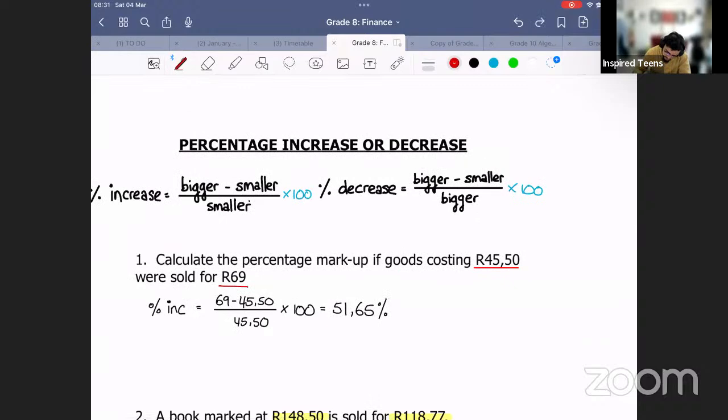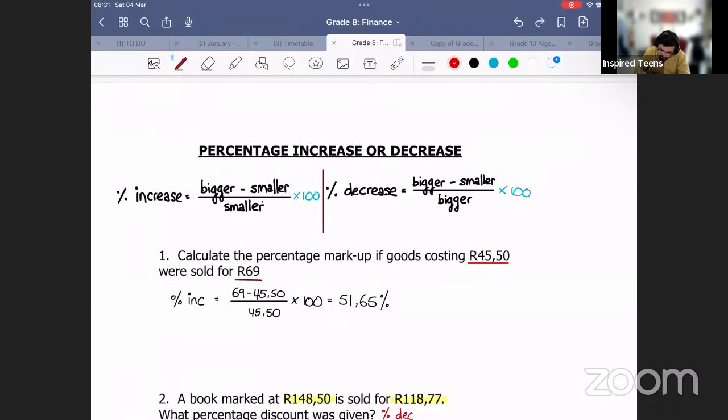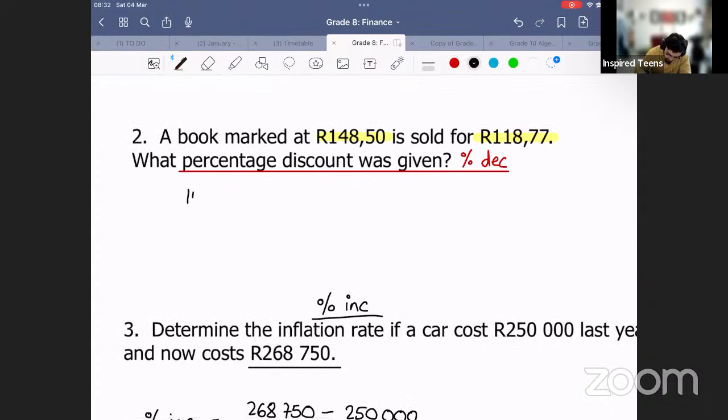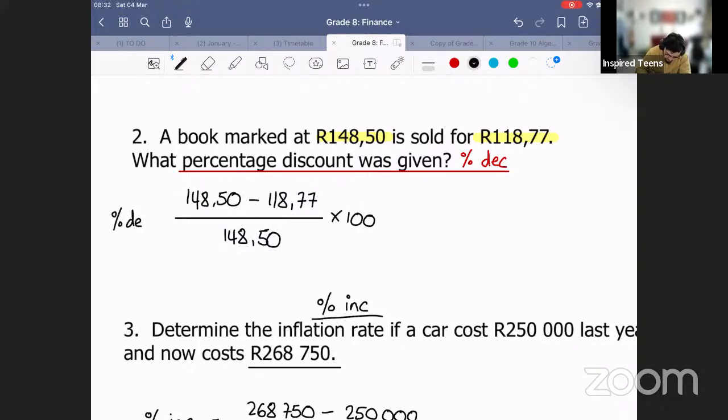Remember that percentage decrease, let's separate this with a line. Percentage decrease is the bigger value minus the smaller value, but divided by the bigger value multiplied by 100. So in this case, I'm going to say the bigger value, which is 148.50, minus the smaller value. In this case, I don't divide by the smaller value. I actually divide by the bigger value to calculate the percentage it decreased, and don't forget to multiply it by 100 to convert to a percentage. Okay, when I do this calculation in my calculator, I get 20.02%.